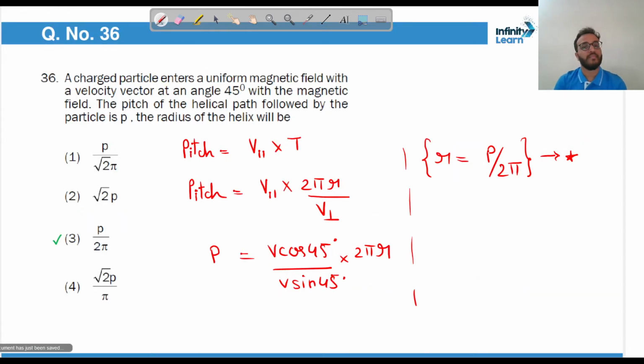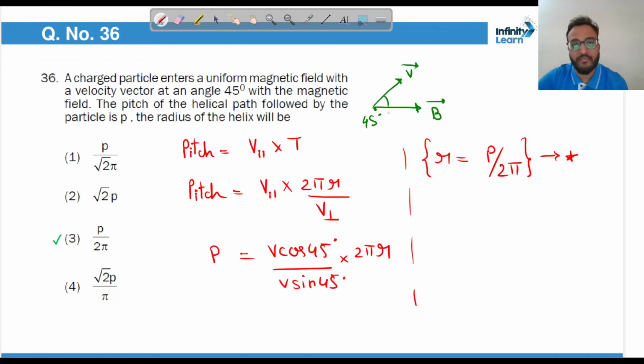Got it? Question number 36. A charged particle enters a uniform magnetic field with a velocity vector at an angle of 45 degrees. That means the situation is somewhat like this. This is the magnetic field. This is the velocity vector at an angle of 45 degrees. So definitely it will have two components. One will be parallel, another one will be perpendicular. The perpendicular one is responsible for the circular motion, the parallel one is responsible for the forward motion, and together they are responsible for the helical motion.